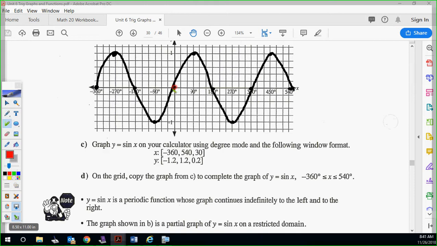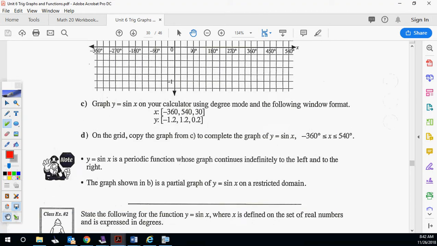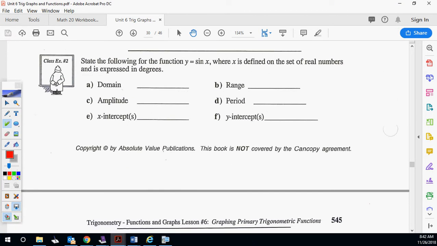So here's a starting point. That's a starting point. And then that's a starting point. So we have 3 periods within this range. Well, close to, actually 2.5. Okay, 2.5. Okay. All right, so let's look at this example here.